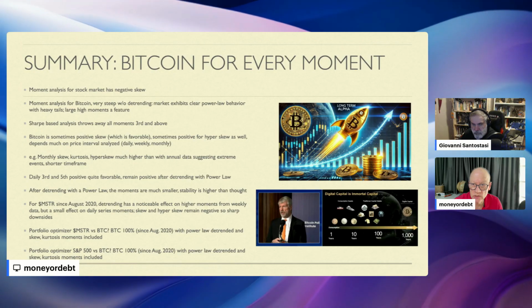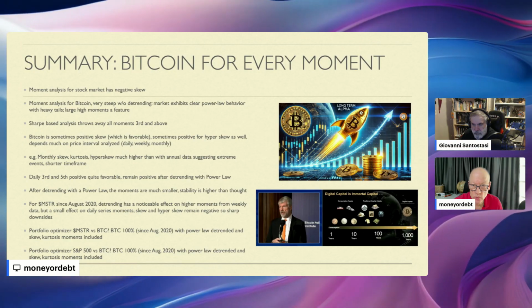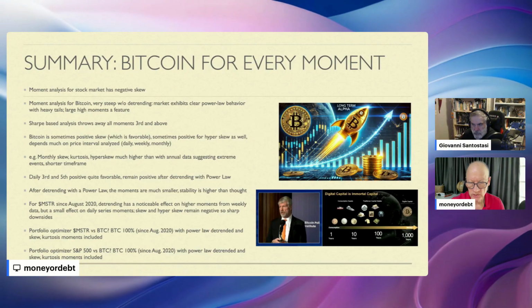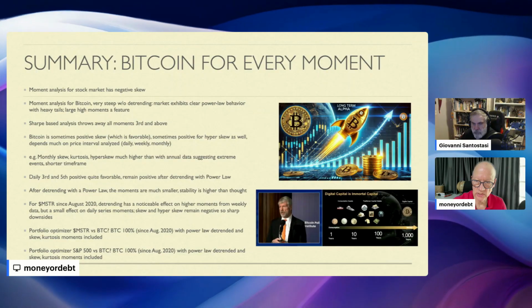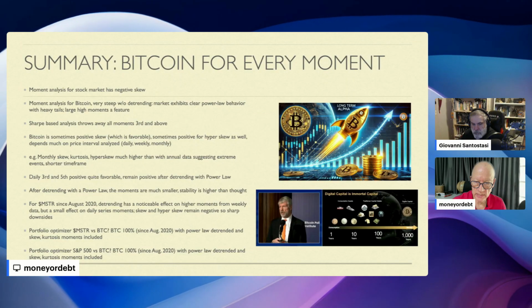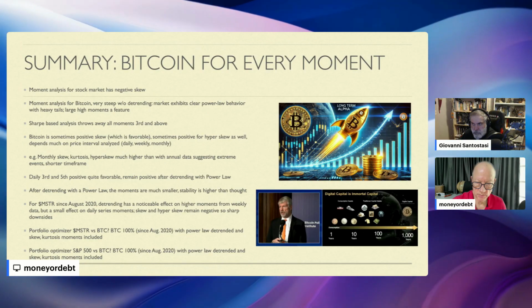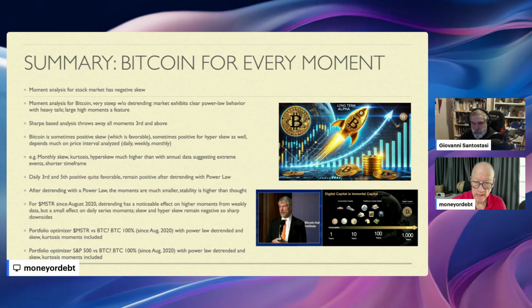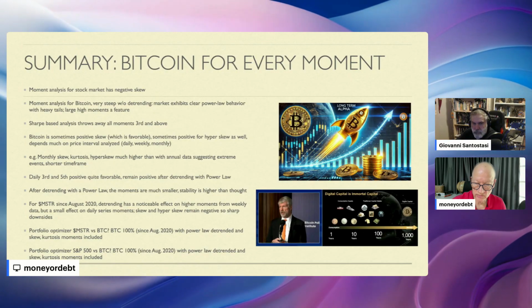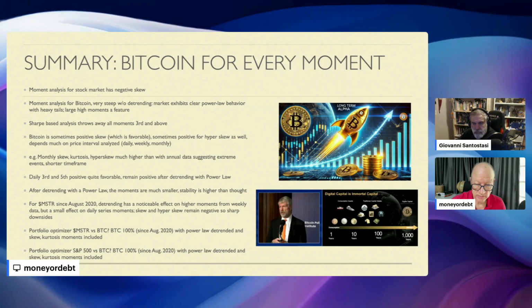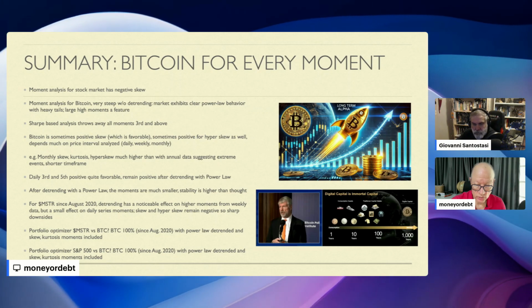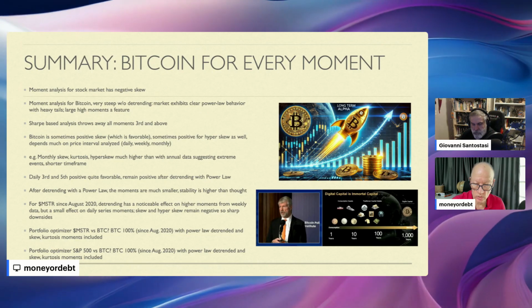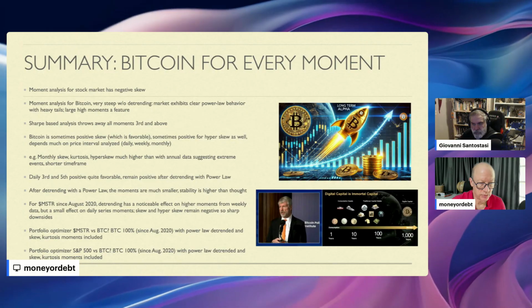moment analysis techniques. For MSTR, since August 2020, detrending has a noticeable effect on the higher moments, but a small effect if it's just the daily series. And then running through a portfolio optimizer, MSTR versus Bitcoin, you end up with 100% Bitcoin because of the lower risk profile. And not surprisingly, I think to most of this audience, Bitcoin versus the S&P 500. Again, I use since August 2020 because volatility has come down by a factor of 2 or more. You get Bitcoin 100%.